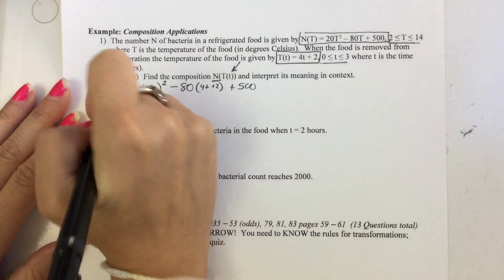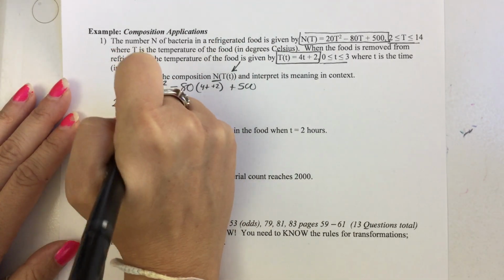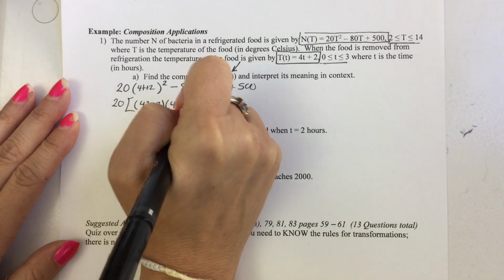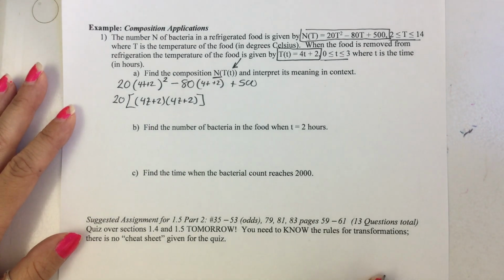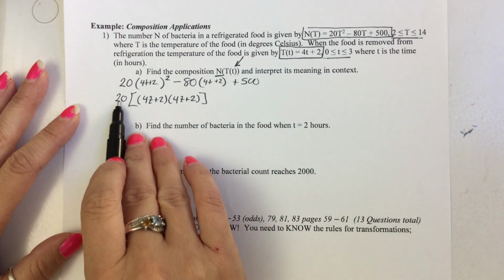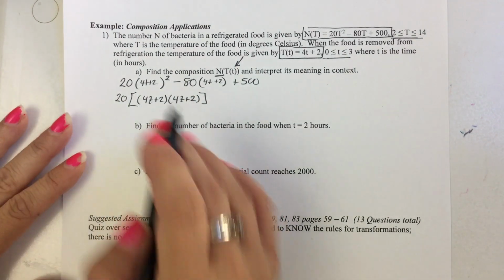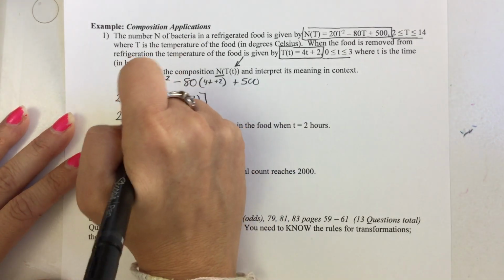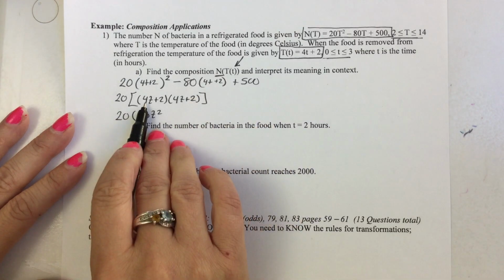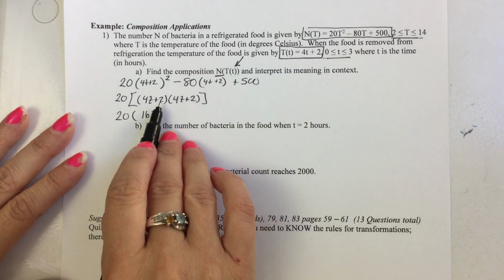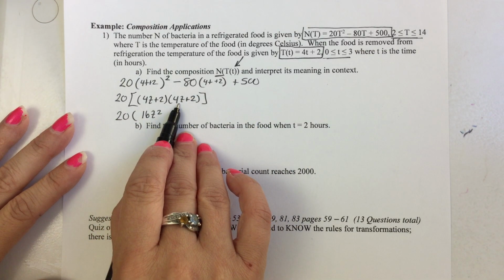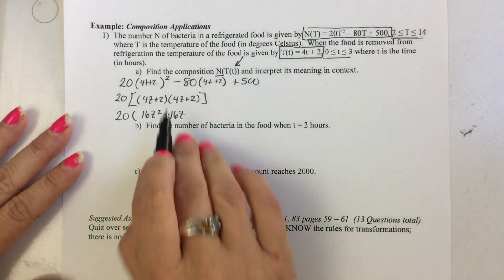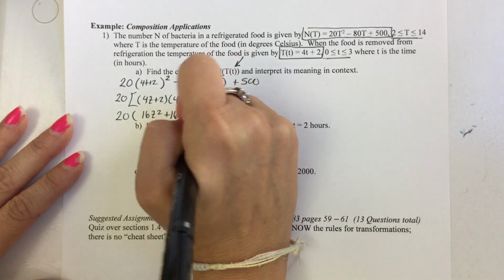Now this is a power of 2, so again I have 20, and I have to take 4t plus 2, and I have 2 of those. That's why I put the brackets, to make sure that I remember that I have to distribute this 20 into all of this. So 4t times 4t is 16t squared. 4t times 2 is 8t. 2 times 4t is also 8t. 8t plus 8t combine to 16t. Last, 2 times 2 is 4.